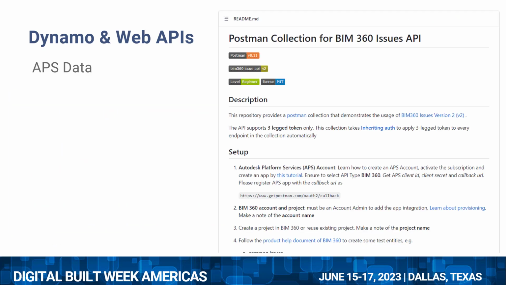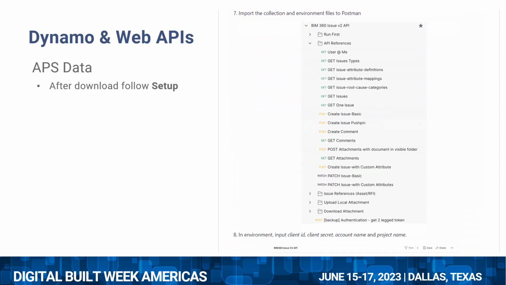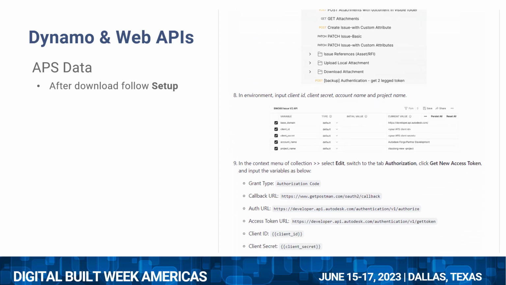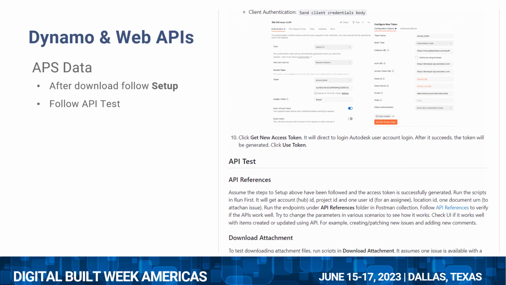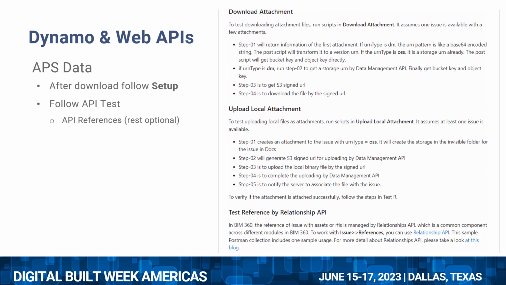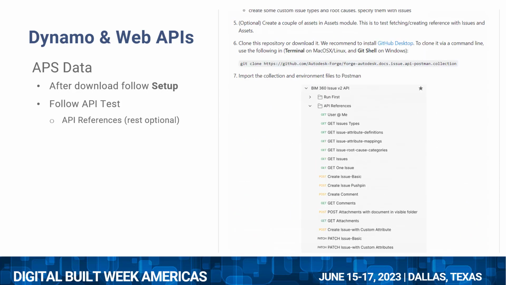And so essentially what you do is you go to that Postman collection, you download and follow the setups. You can see they're all nicely explained. You follow through all that. You then do the API test as it explains right here. Then you can do the API references. There's more stuff after that, but that is optional.